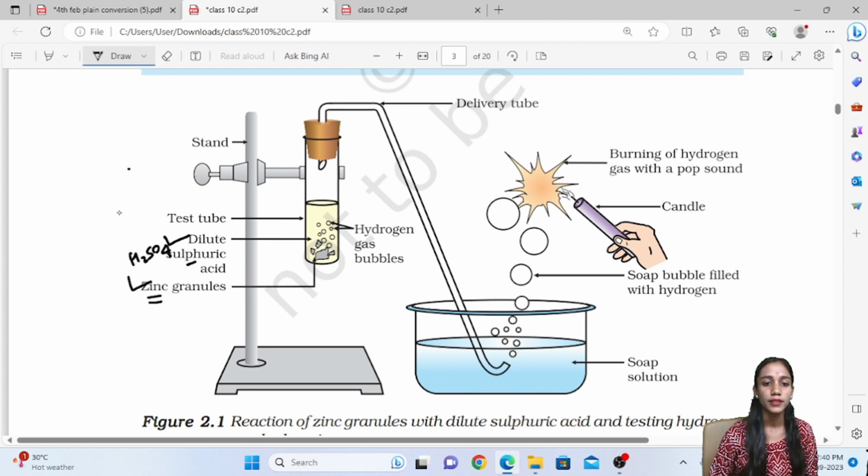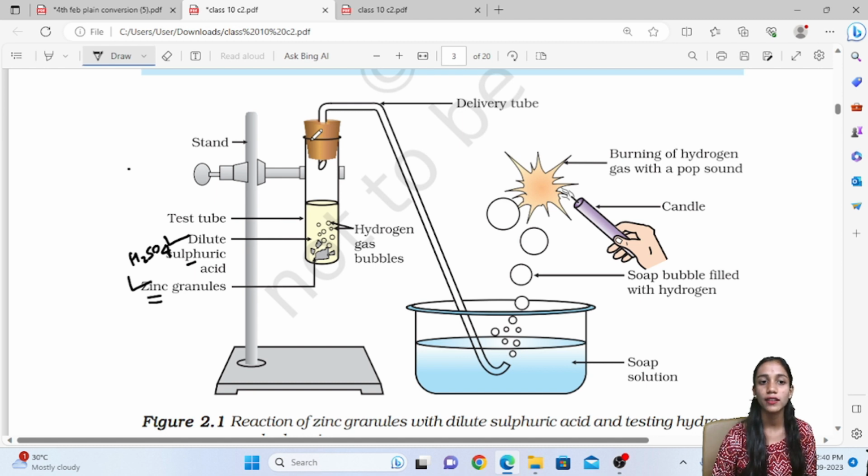Now what happens over here? There is a reaction taking place, and we can see some bubbles. These bubbles represent hydrogen gas bubbles. So the reaction happens between the acid H2SO4 and the metal zinc, and there is release of this gas.